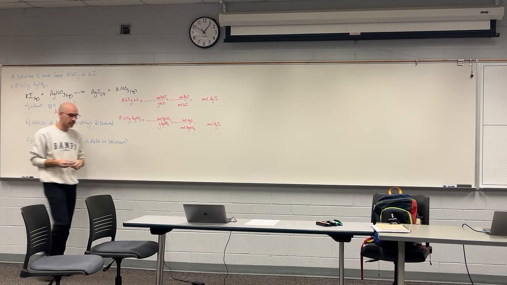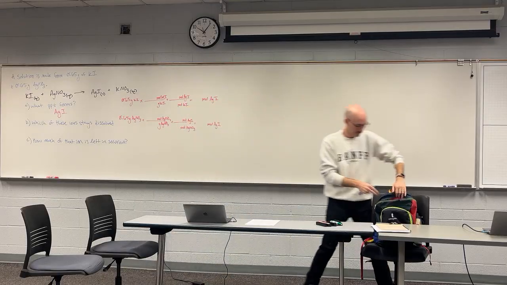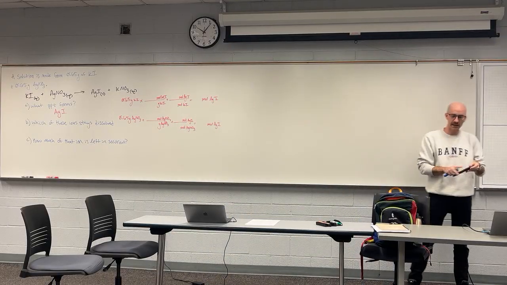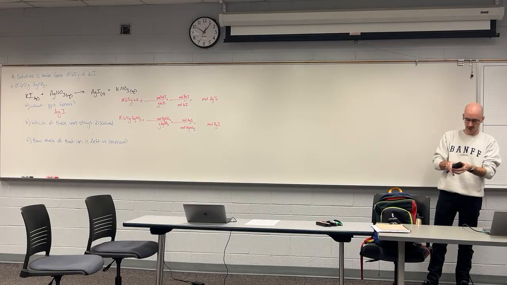All right, so here we need to do a simple calculator exercise. Using our periodic table, we'll calculate the mass of potassium iodide and silver nitrate.